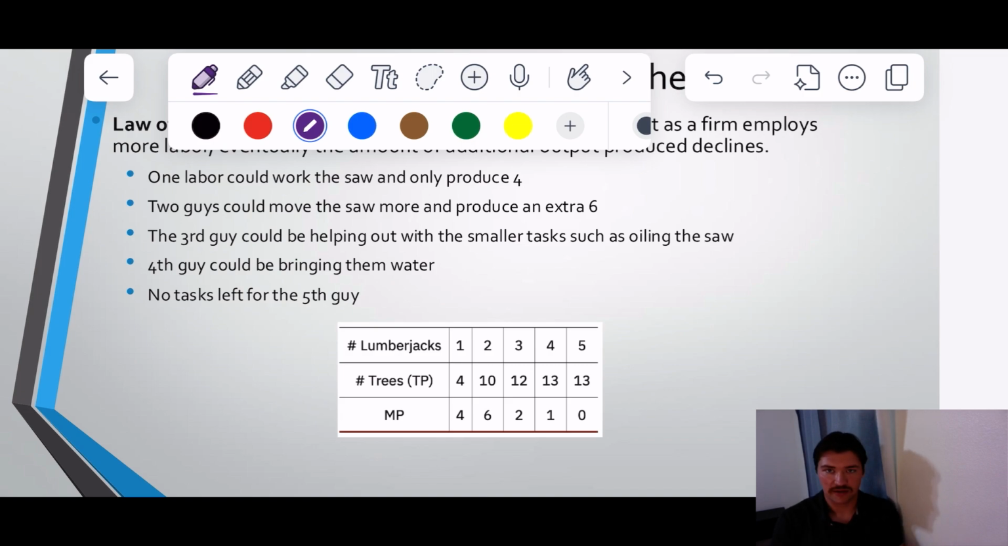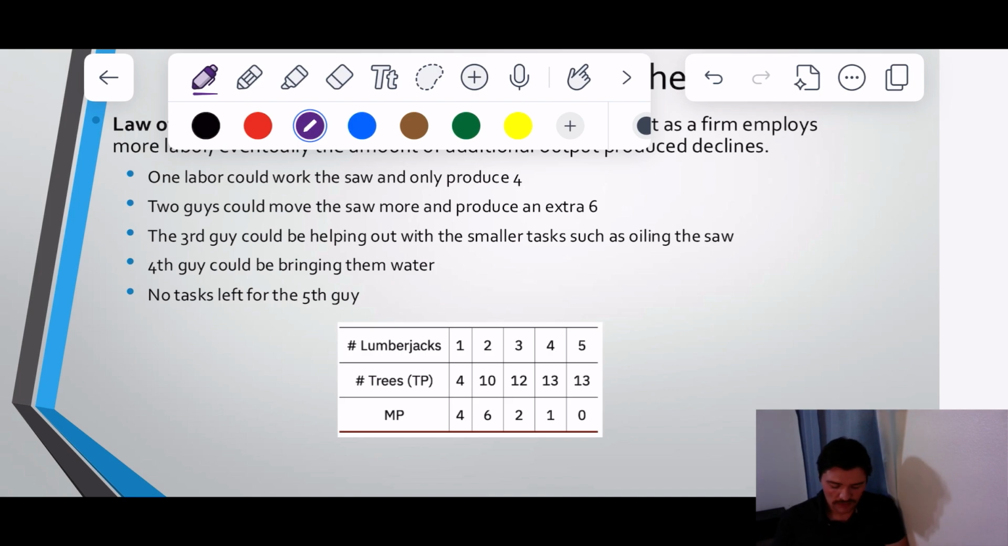And then the fifth guy, there's really nothing else for him to do. The guys are getting water, we only have the 1 saw, and it's being oiled. There's not much left to happen here, so that guy's just going to be standing there. We're not really having anything for him to do. That's why we have the law of diminishing marginal productivity: as we add more labor, there's less that they can do. In terms of additional product, there's nothing extra they can bring to the table.